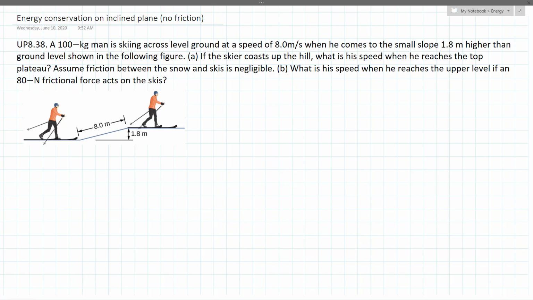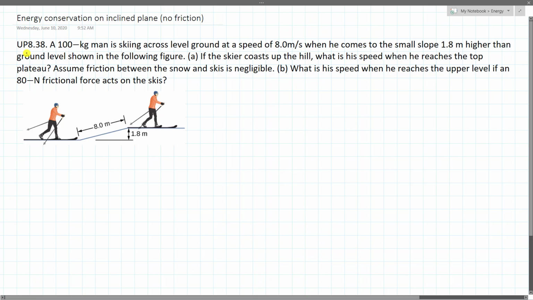In this video, I will demonstrate how to do a problem with an inclined plane with friction or without friction. This question is from University Physics, published by OpenStax, Chapter 8, question number 38.